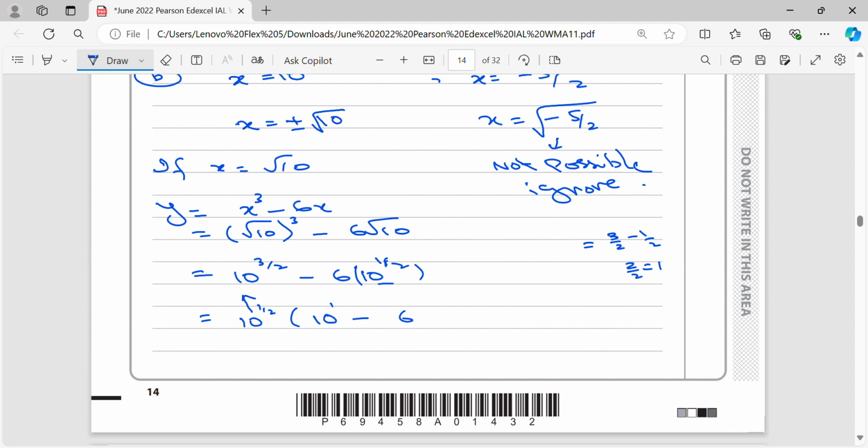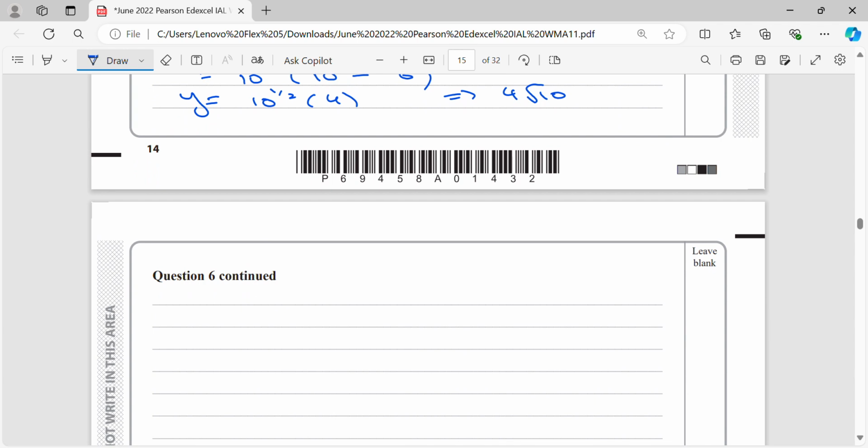So 10 raised to power 1 over 2 has been taken out common, so 6 is left. So I have 10 raised to power 1 over 2 and 4. So it means I can write it as 4 into root 10. So y here is 4 root 10. So for the next, when x is minus root 10, we will do the same process again. So y equals minus root 10 raised to power 3 minus 6 into 10 raised to power 1 over 2. I'm substituting in y.